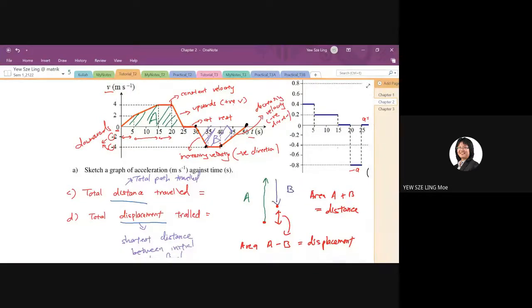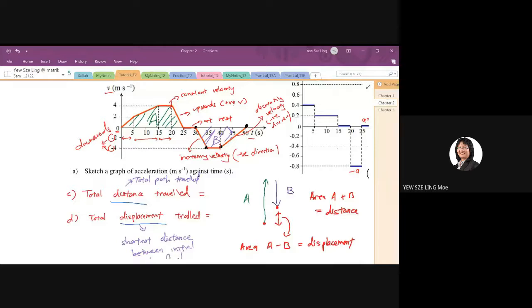Therefore, you have two different areas. One is above the positive x axis, one is below the x axis. Displacement pun under graph cuma nanti ada yang positif dan negatif. Displacement pun ada positif dengan ada negatif. So kalau ada negatif, kamu kena tolak dia punya negatif. So the negative area is your B. The positive area is A. So one going up, one going down.